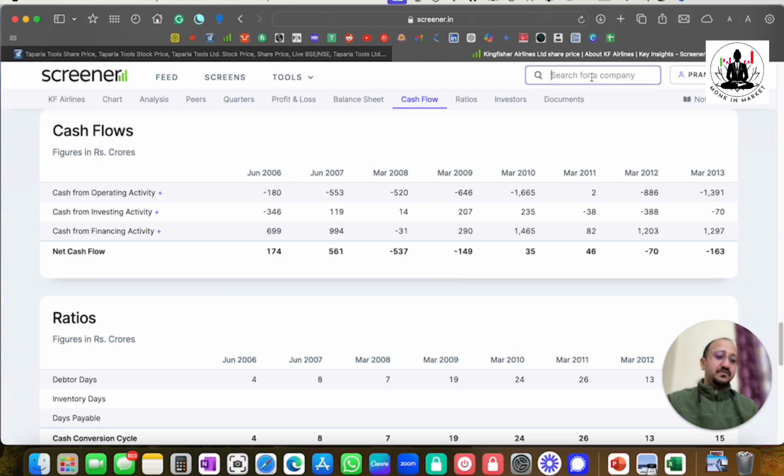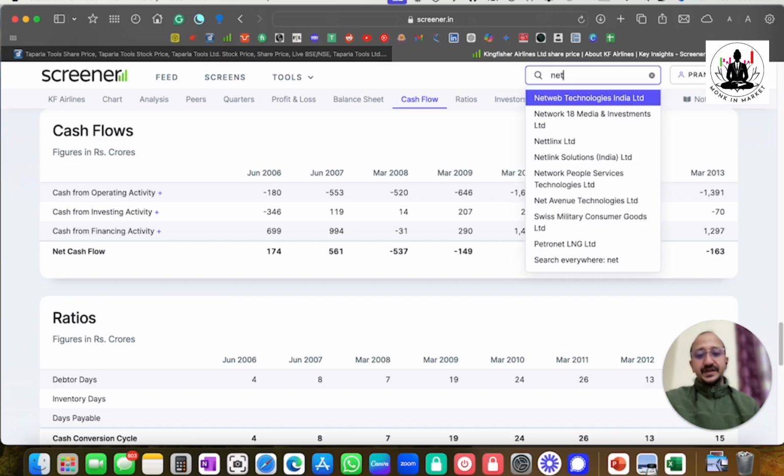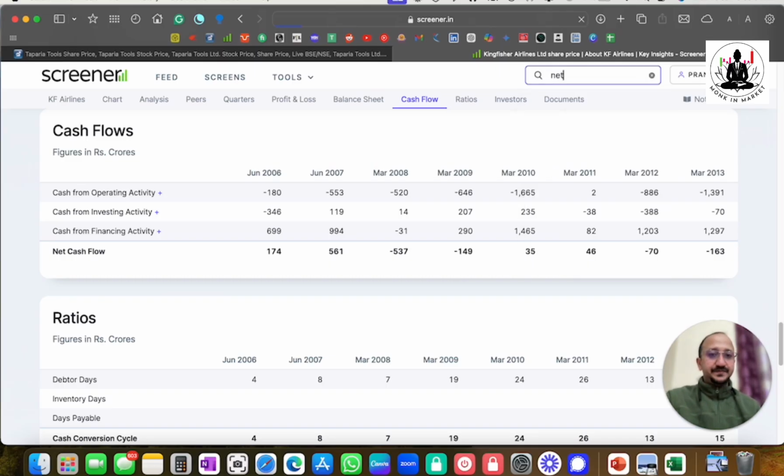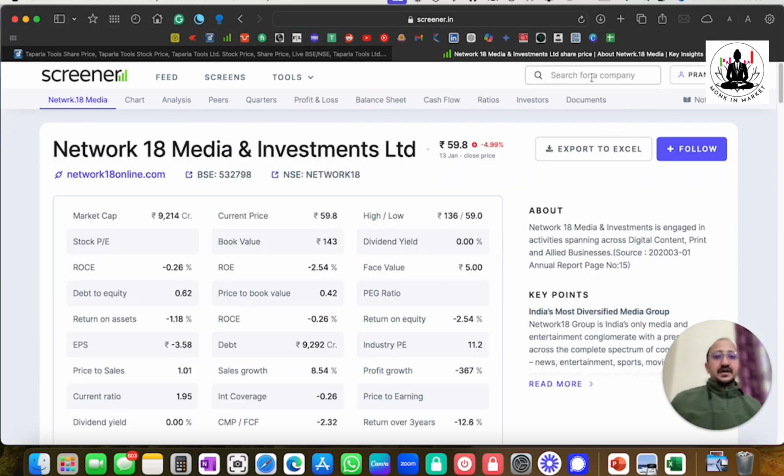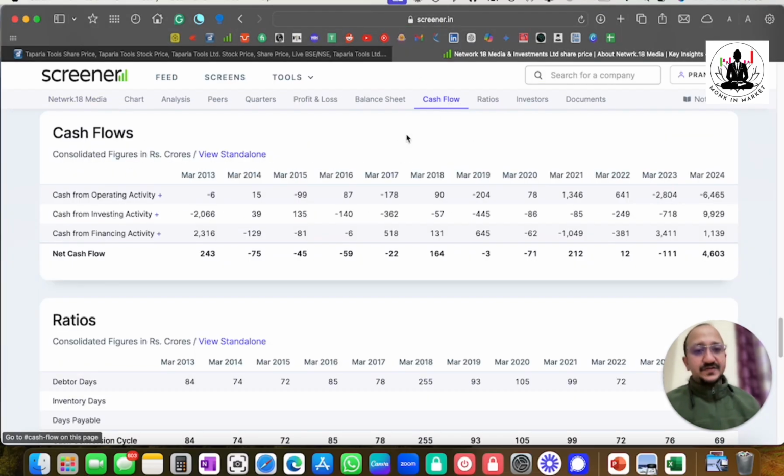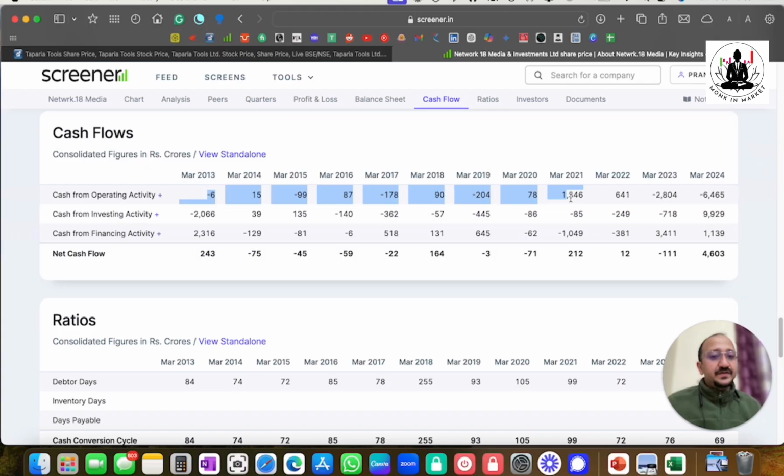Now let's see one more negative company, Network 18. So let's start from the cash flow statement itself. Over here, this is the first line, and I told you that operating activities should never be negative. It should always be positive because it is their business. So over here, the first line, operating activities, has so many negatives. So again, it's not a good sign, right?